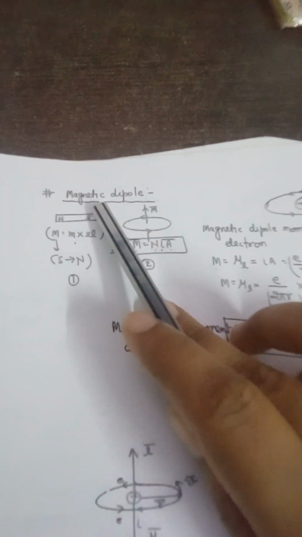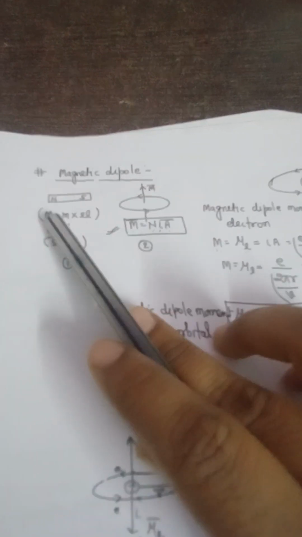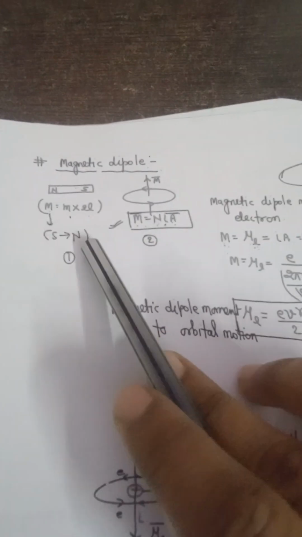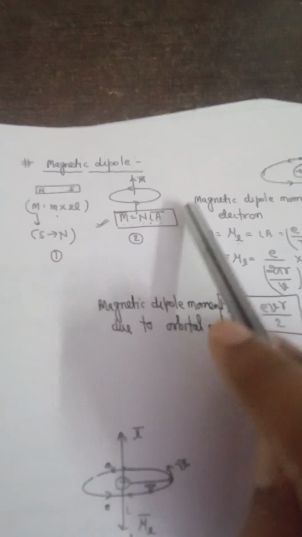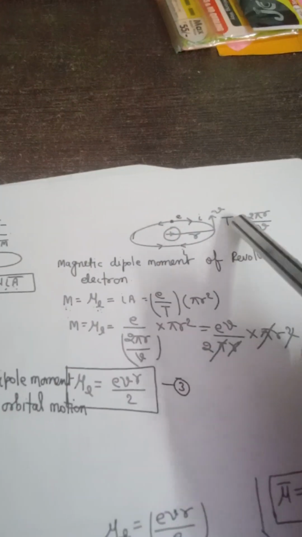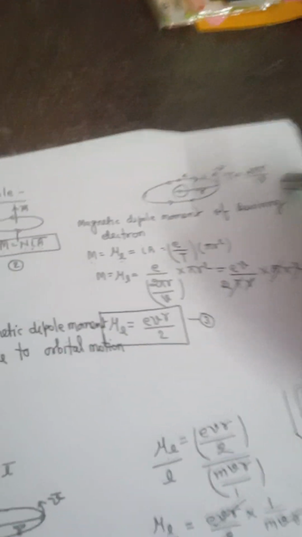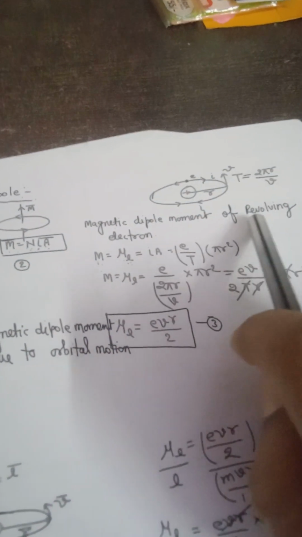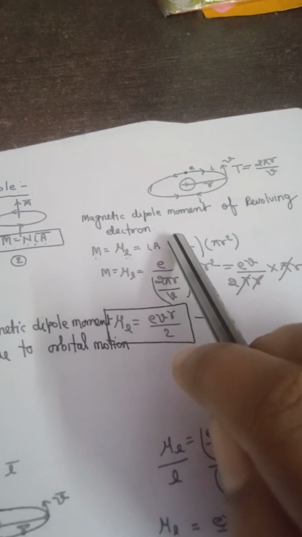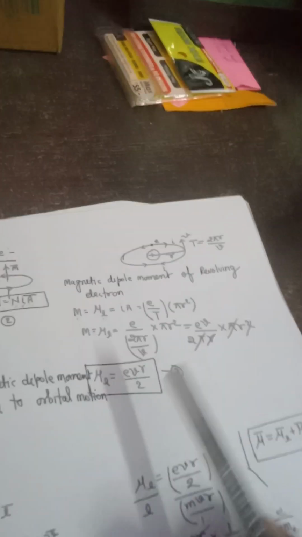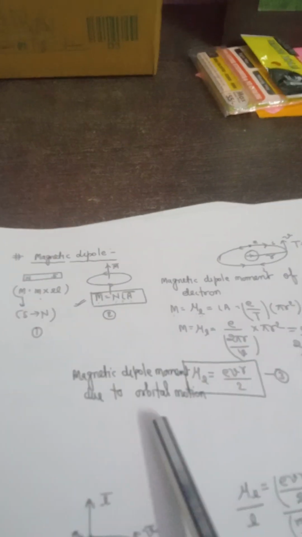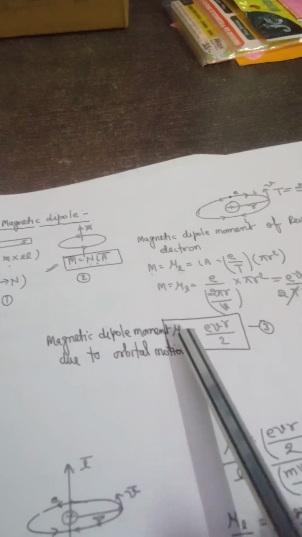So magnetic dipole, it is N S, so capital M is equal to m into 2l, and m is equal to n i a. This is a magnetic dipole. So this is an ellipse, capital T is equal to 2 pi r upon v. So the magnetic dipole moment of a revolving electron. After calculating you will find the magnetic dipole moment due to orbital motion, M is equal to e v r by 2.